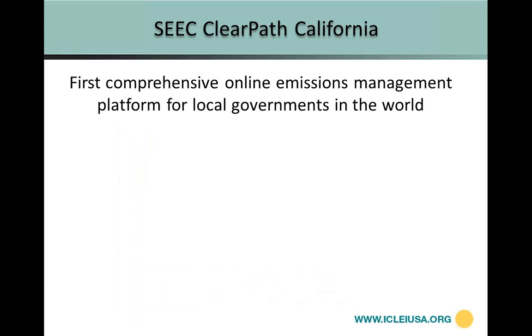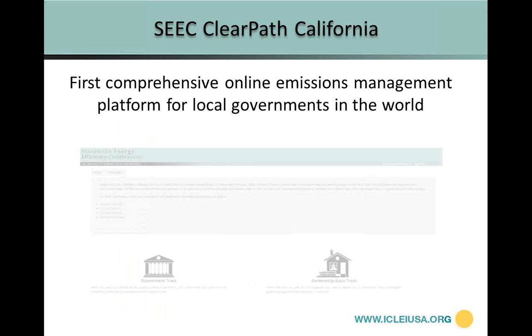And so now we arrive in the modern age of cloud-based software, and we have SEEC ClearPath California, which is a four-module system that allows local governments to inventory their municipal and community scale emissions, and forecast emissions based on different growth projections for both of those tracks. Additionally, the most robust area is the planning module, which allows local governments to recreate their action plan within this platform and identify which series of measures is going to get them to their reduction targets. Last but not least is the monitoring module, which allows local governments to monitor and track the progress of each one of their measures that they identified within the planning module.